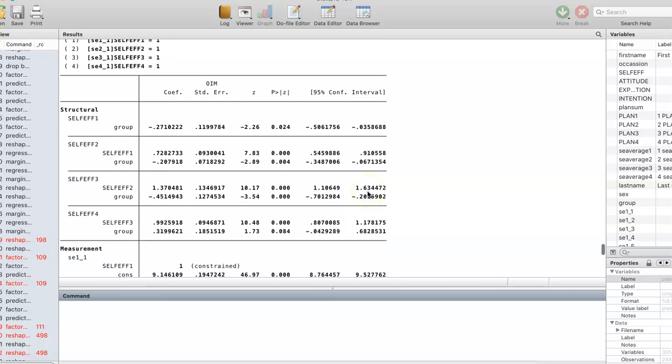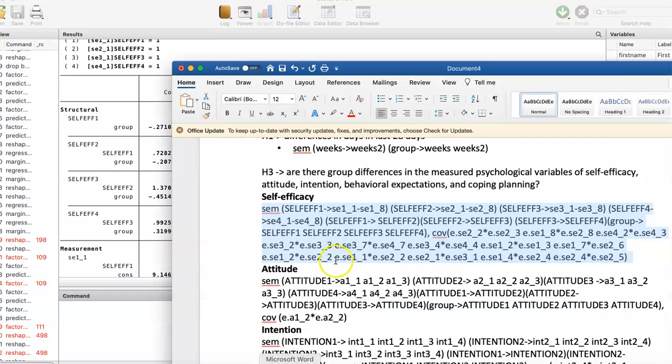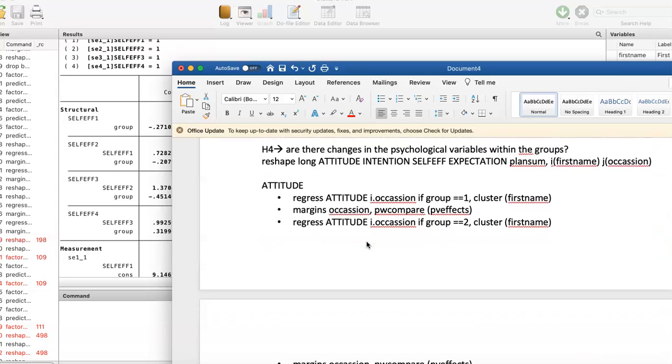So for this one, it looks like, when I ran this before, it was actually different than this. It looks like there's differences for all measurement time points. Oh, I know what I did. I actually reshaped this long. So this is why that was weird. I'll do these ones first.